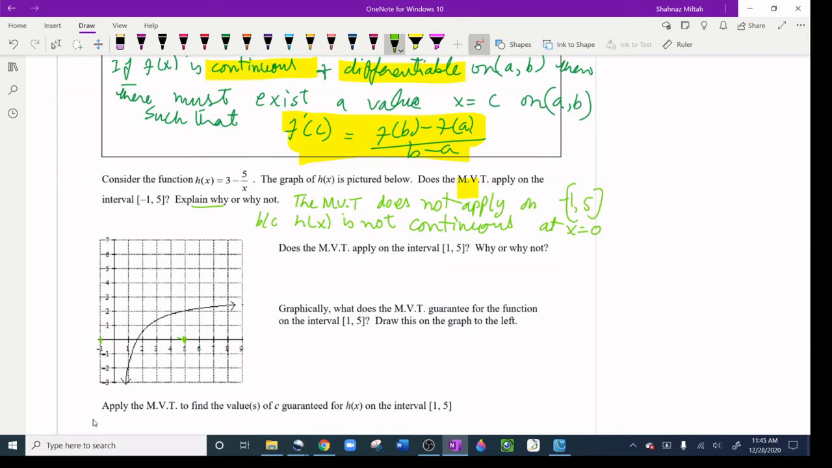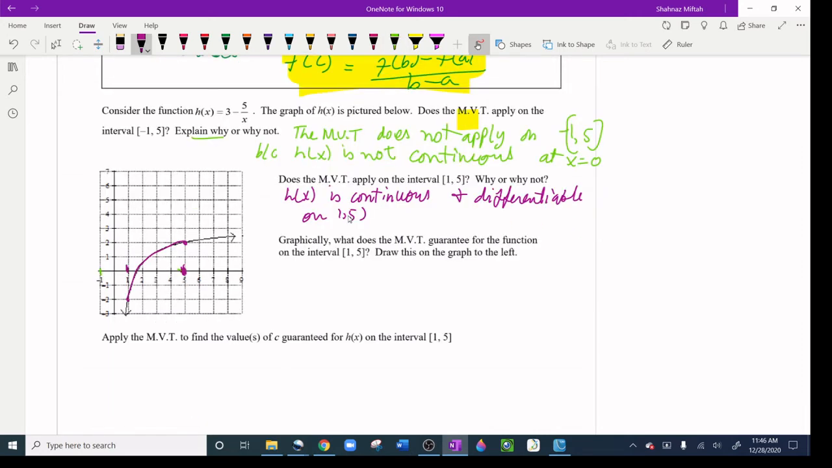Does the MVT apply on the interval 1 and 5? Let's try 1 and 5, and I'm going to use a different color. This is 1 and that's 5. So 1 and 5, from here to all the way up here. So yes, it is continuous, it is differentiable, and MVT is applicable. In this one, I'm going to say h of x is continuous and differentiable. We can take a derivative, we can make tangent slopes everywhere, and it's differentiable on 1, 5. So MVT is applicable.